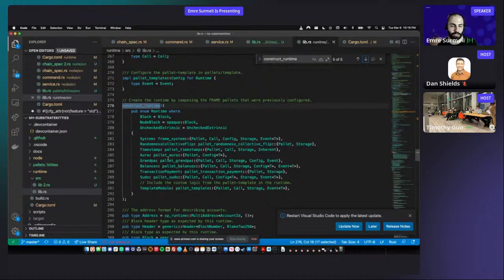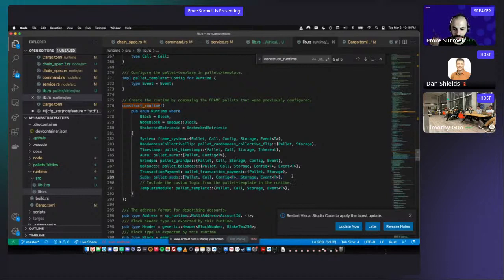So this is where you can choose to include your FRAME pallets. As we see, we have included a system pallet, a randomness collective flip, a timestamp pallet, Aura, GRANDPA, balances, transaction payments, and a sudo pallet. So if we were to delete the sudo pallet and then recompile everything into WASM, included as a runtime upgrade, and then included in one of the upcoming blocks, that sudo pallet would be removed and the sudo power would be omitted from the chain.